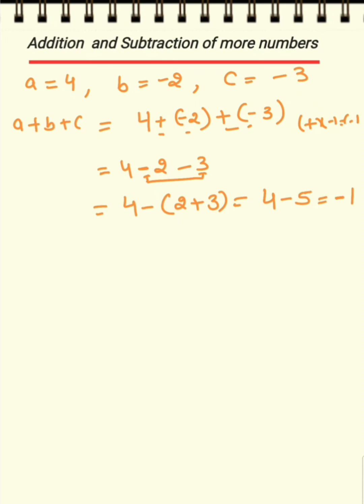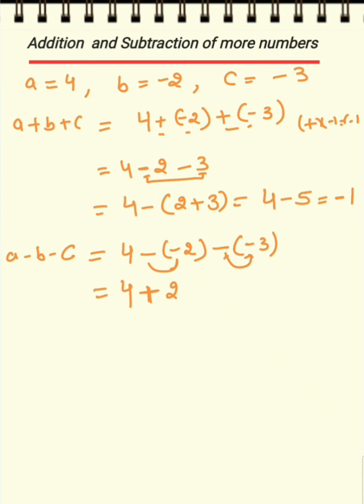So let's do subtraction for these three numbers. a minus b minus c, which is equal to 4 minus negative 2 minus negative 3, which is equal to 4. We have to multiply these two. We'll get plus 2, and here also we will multiply minus and minus, we will get plus, and we will get 3. So it will become 9.